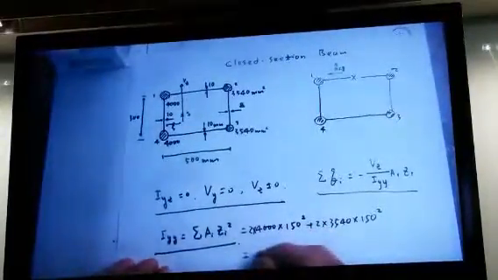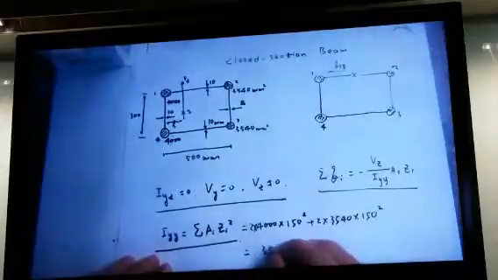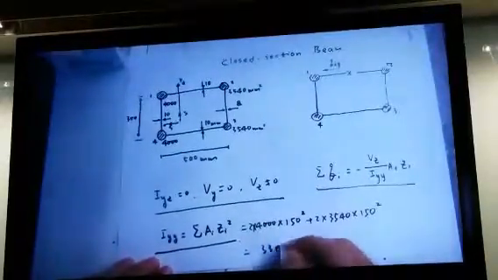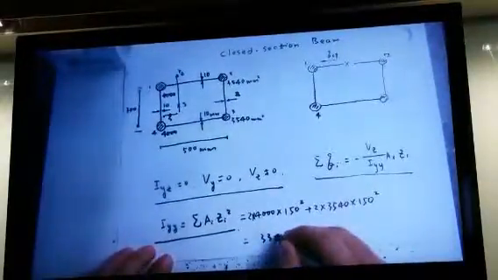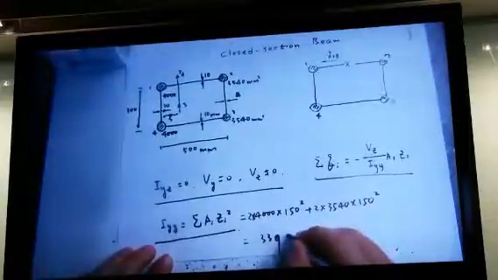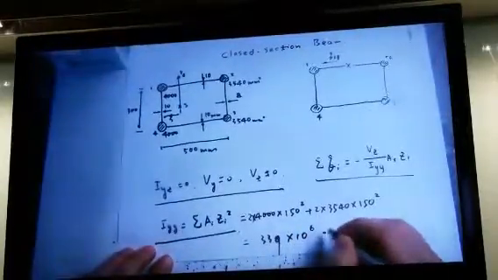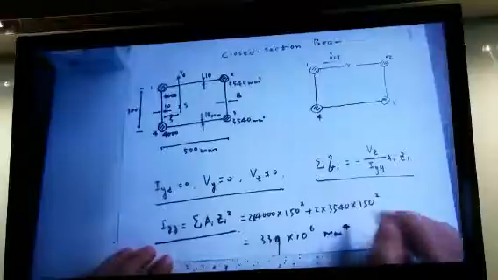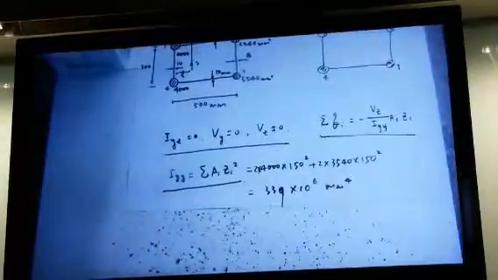And then you can calculate Iyy, which is 339 times 10 to the 6. So this is Iyy.